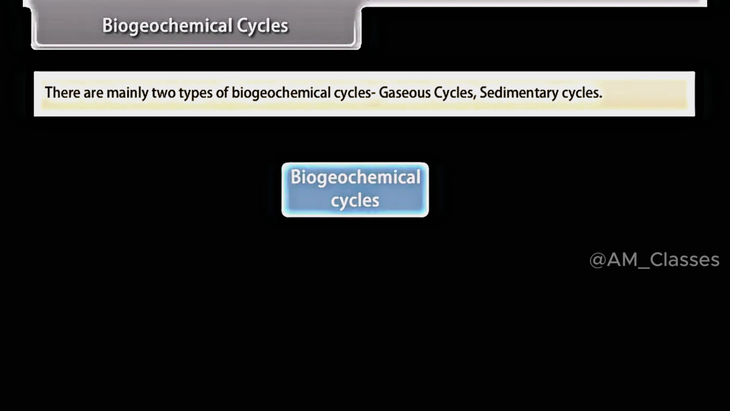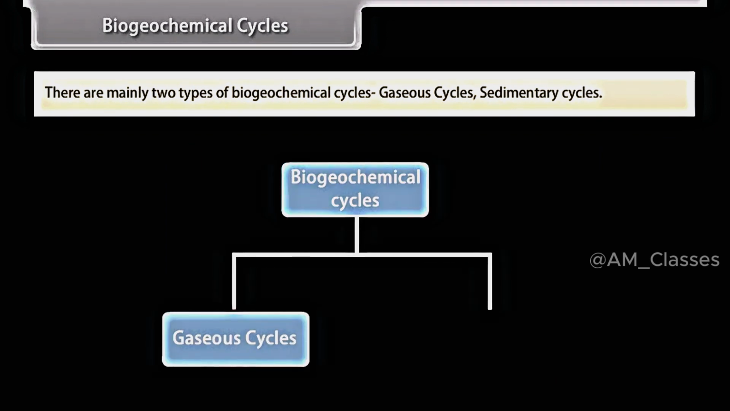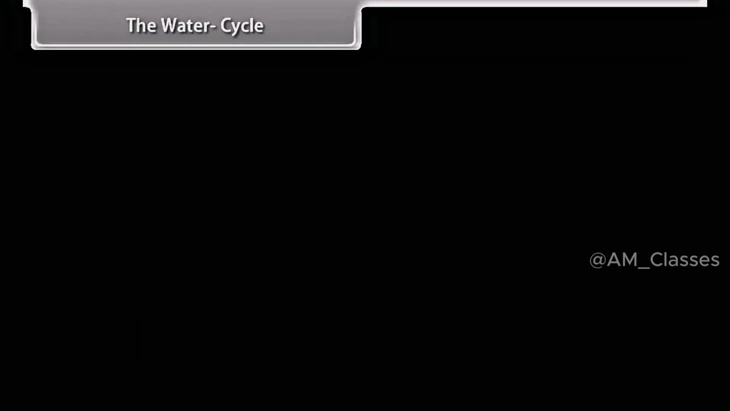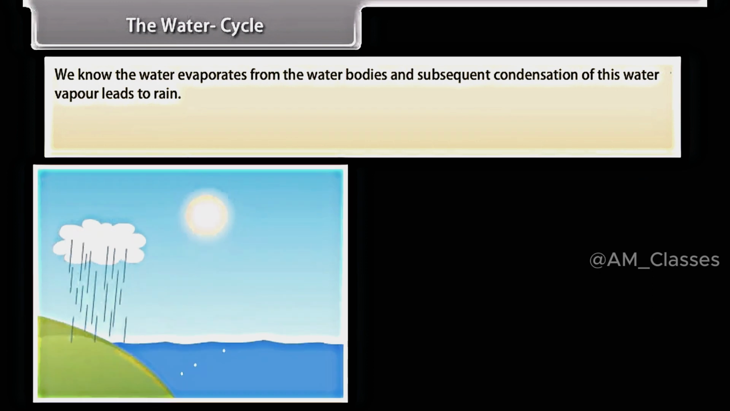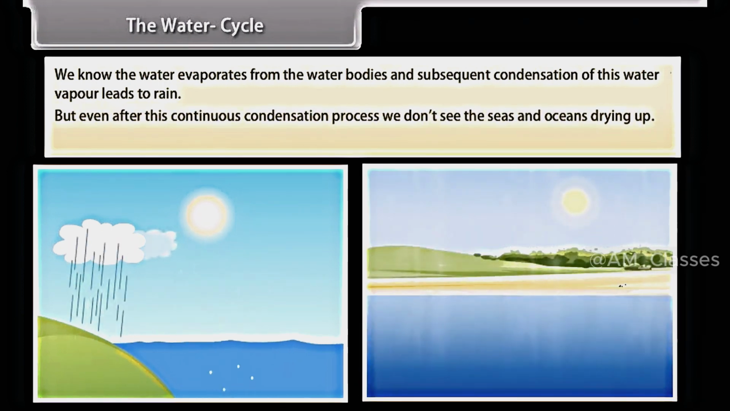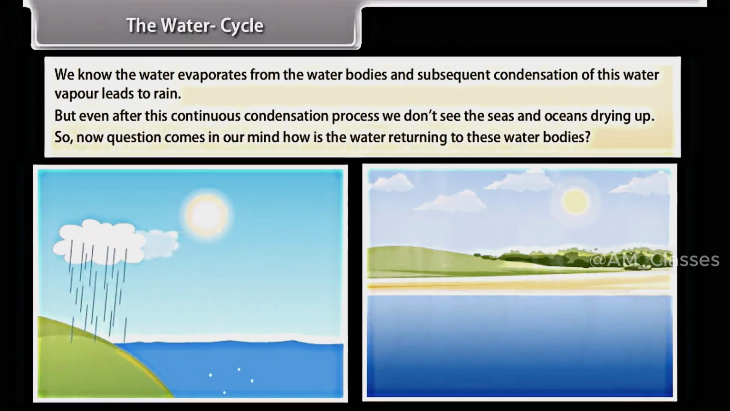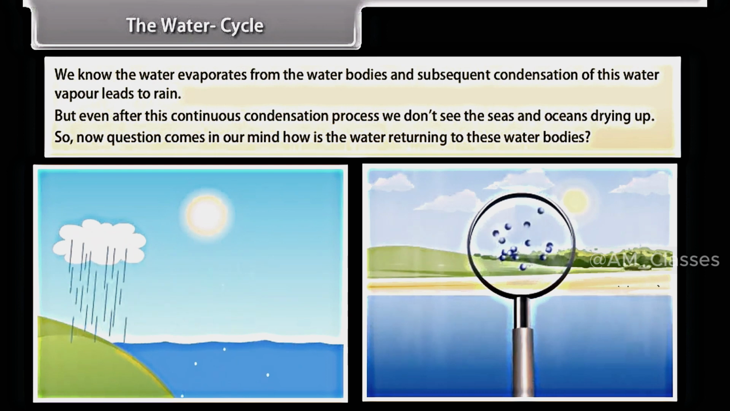There are mainly two types of biogeochemical cycles: gaseous cycles and sedimentary cycles. The water cycle. We know that water evaporates from the water bodies and subsequent condensation of this water vapor leads to rain. But even after this continuous condensation process, we don't see the seas and oceans dry up. So now the question comes to our mind, how is the water returning to these water bodies?